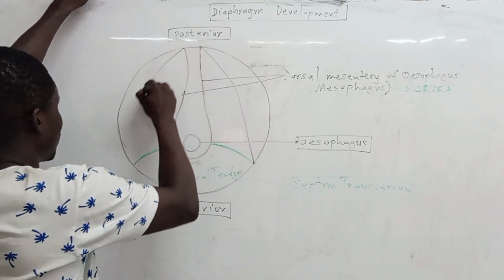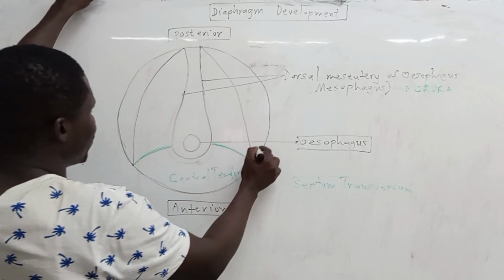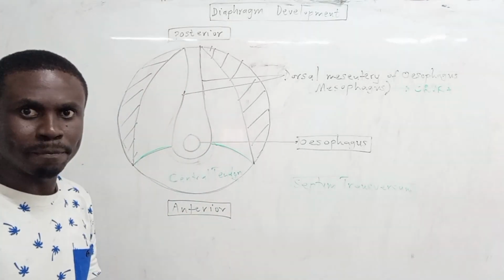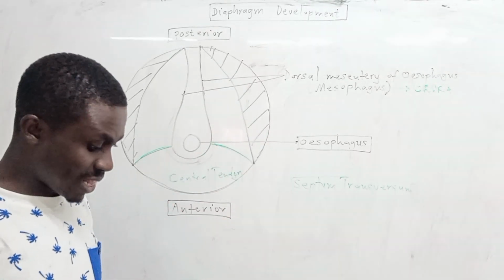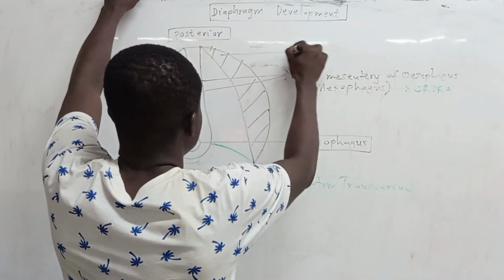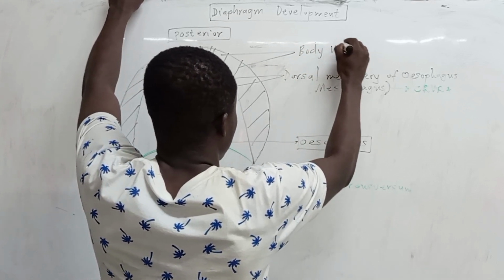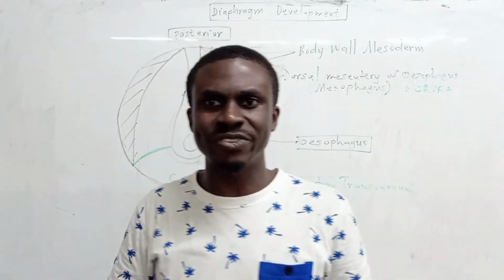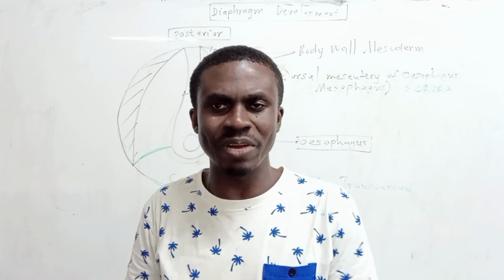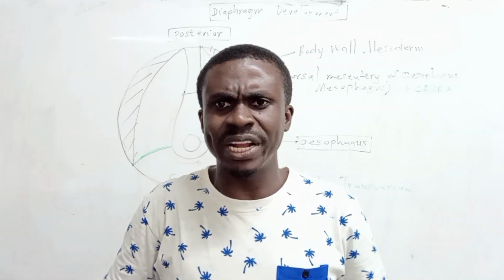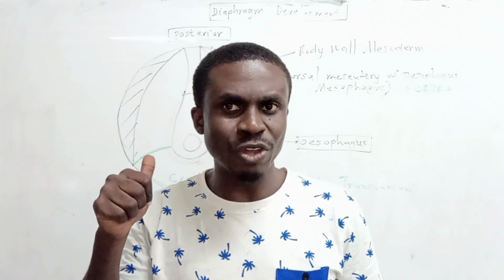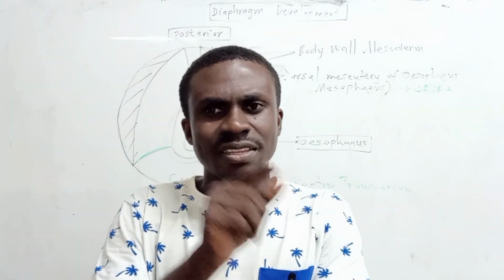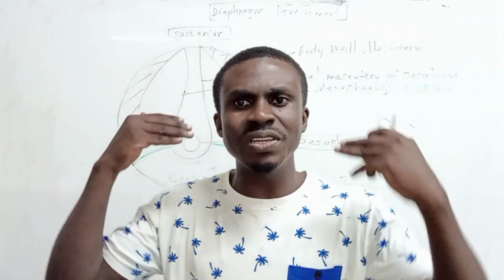So let me use this to show. This is what we have over here, these muscles on either side. This is something we call the body wall mesoderm. I want you to know that, body wall mesoderm. And don't forget that the diaphragm is made of skeletal muscle fibers, not smooth muscle fibers. Now, as far as the body wall is concerned, the body wall mesoderm will give rise to the muscular component of the diaphragm.